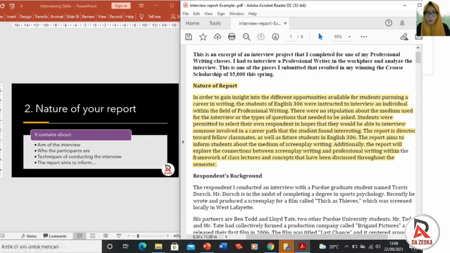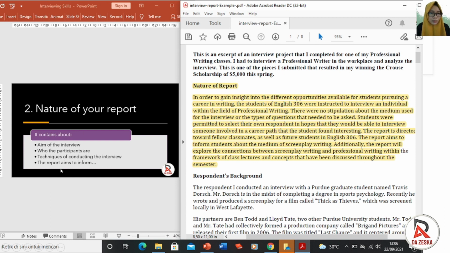And students were permitted to select their own respondents. So the respondents to be taken are free of choice. It depends on the students themselves. And I think this is also similar with your assignment, right? You are free to choose whoever is suitable for your interview. And what about the techniques? Okay, we did the techniques.